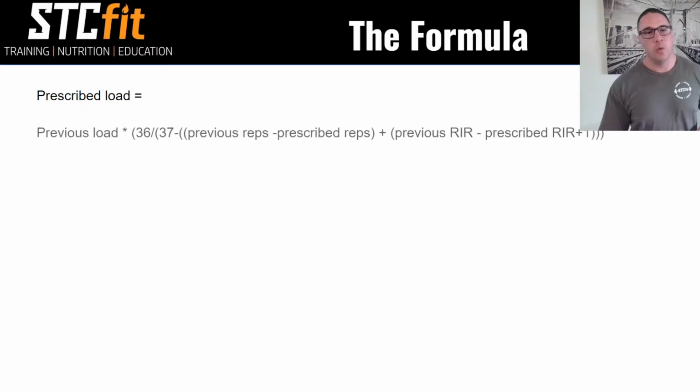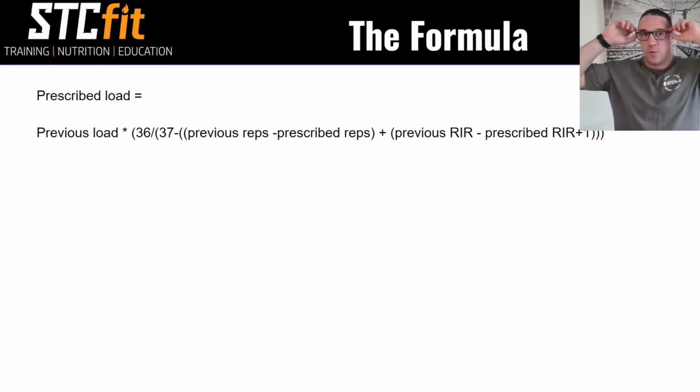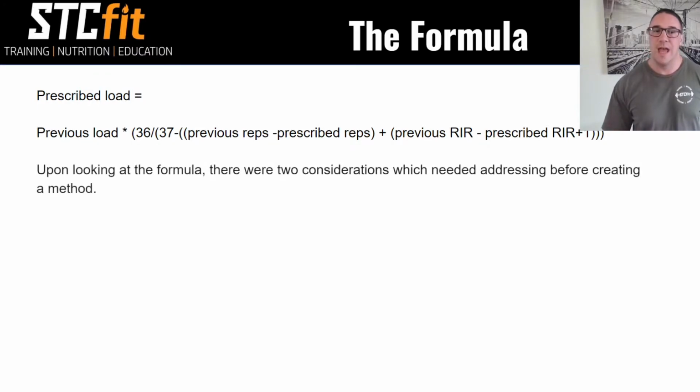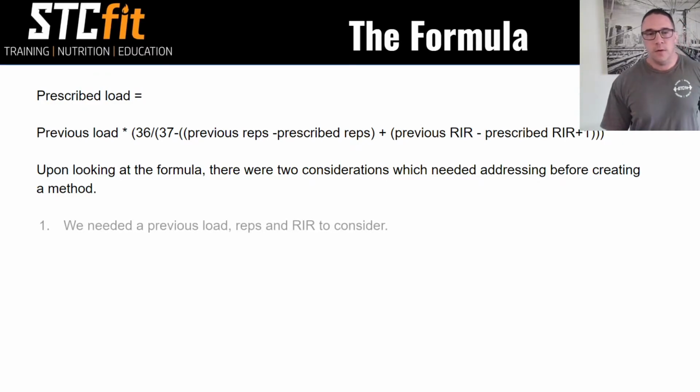So if we were looking for the ability to have a prescribed load, we've explained that, right? So this was the formula that we came up with. Well, we didn't come up with it, we borrowed it from James Krieger. So we had previous load times, as you can see there, a variable: previous reps minus prescribed reps plus previous rep in reserve minus prescribed rep in reserve plus 1. That allowed us to put in those numbers and come out with a prescribed load based on the sets, the reps that we'd set and the prescribed rep in reserve.